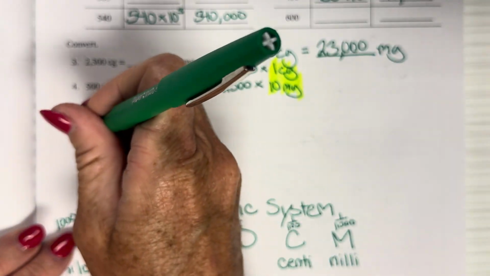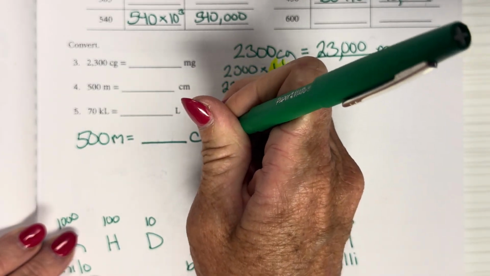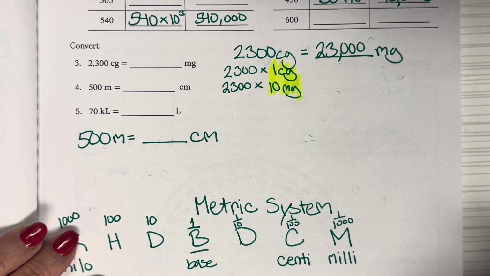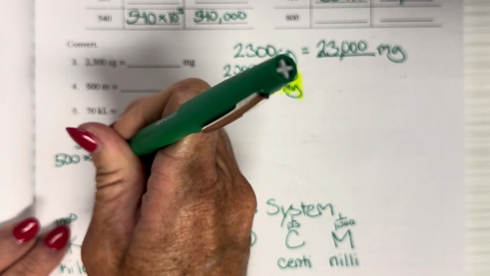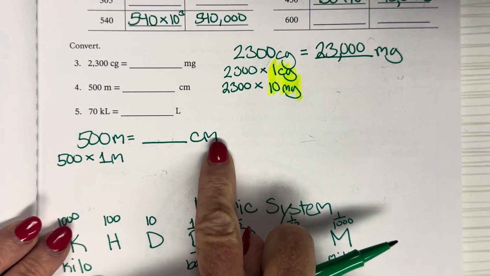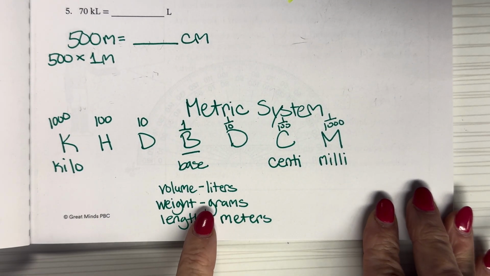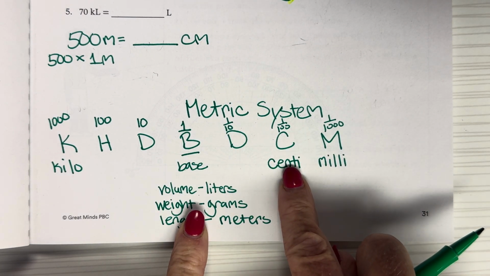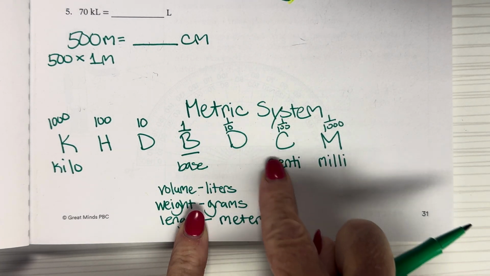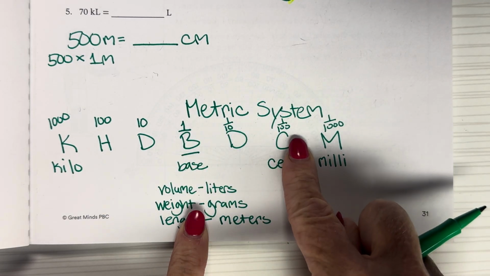I'm going to do it over here. 500 meters is equal to how many centimeters? Okay, well, right now that means 500 times 1 meter. But I need to change this to centimeters. So let's look at how meters and centimeters are related. So meters are here, 1 meter, and centimeters are here. So these are smaller, and it's 2 place values, which is 100.